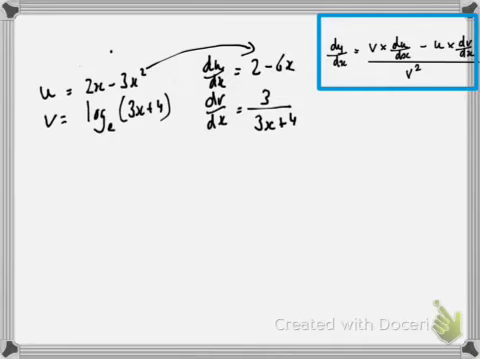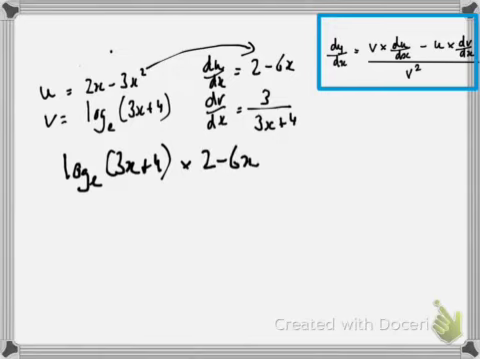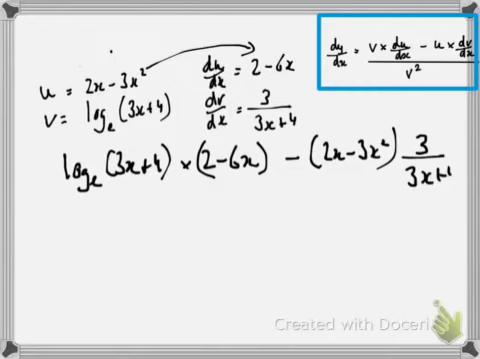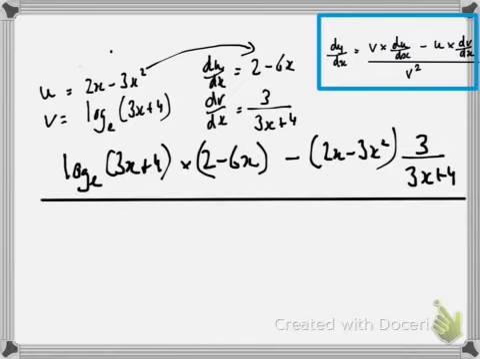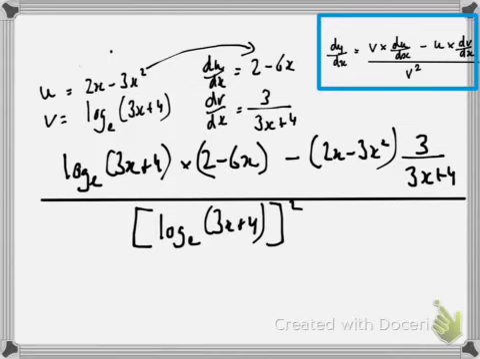Applying the quotient rule now, we get v, which is log of 3x plus 4 to the base e, multiplied by du dx, so multiplied by 2 minus 6x, minus u, which is 2x minus 3x squared, multiplied by dv dx, which is 3 over 3x plus 4, all over v squared, which is going to be, oops, sorry, it's going to be log of 3x plus 4 to the base e, squared.